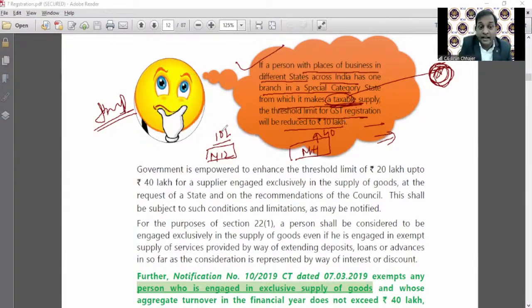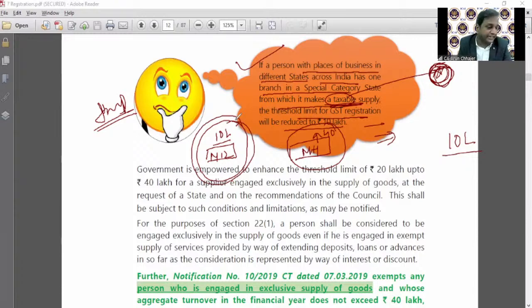Very simple. If I'm doing the business in Mizoram and doing the business in Maharashtra, my threshold limit would be 10 lakh rupees, not 40. If I am doing the business in a special category state, my limit would be reduced to 10.